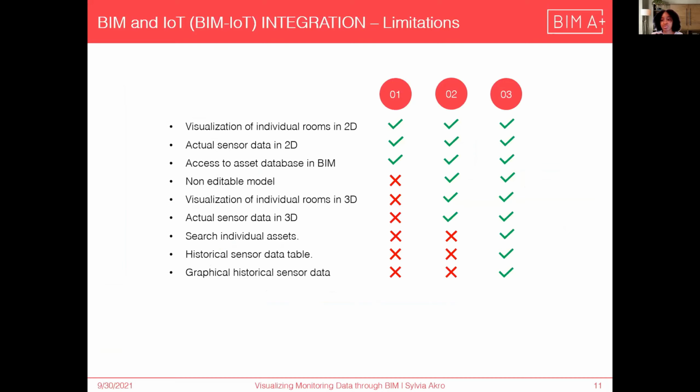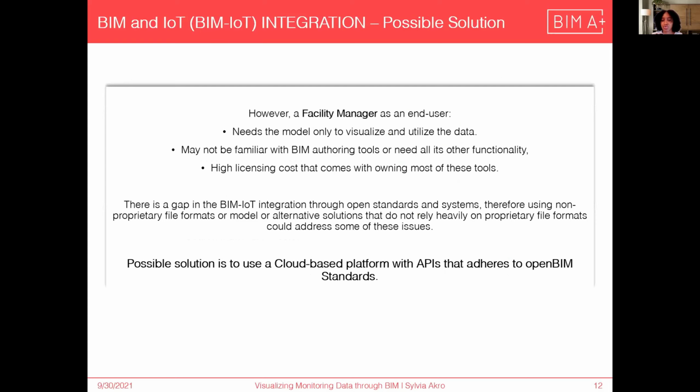After comparing all these three summarized existing workflows, the third one, which uses the integration of an API, seems to be the most functional because it covers visualization in 2D, 3D, and you can view historical data and other information of the building. However, for my research, the target user is a facility manager, who only needs the model to visualize, is not a BIM author, and doesn't need so many functionalities that the BIM model comes with. Therefore, it was important to find an alternative solution.